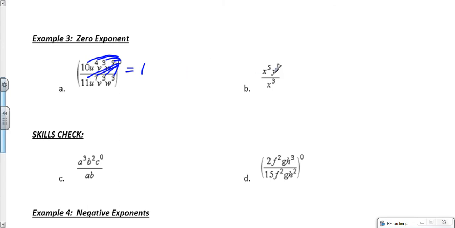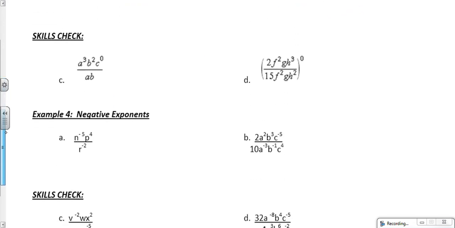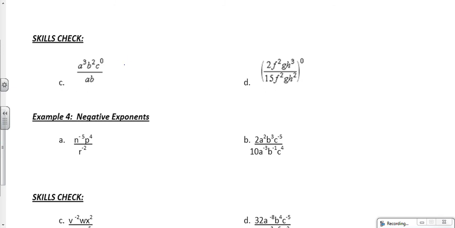Alright, so my next one here, now y to the 0 is 1, so that disappears. So we're left with x to the 5th minus the power of 3. And we get x squared. Alright, so now we have a to the 3 minus 1, b to the 2 minus 1, and c to the 0 is gone because that's just equal to 1. So that gives us a to the second and b to the 1. And you don't have to write the 1 power, but in this case I'm doing it just to clarify.